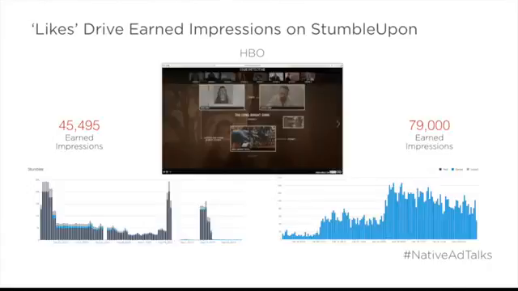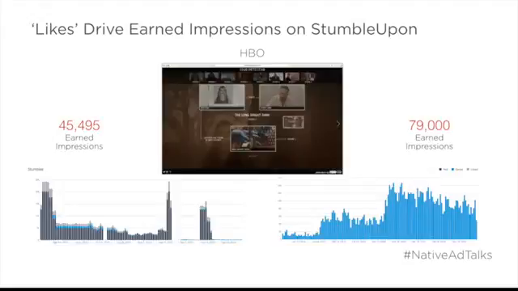In this specific example for HBO True Detective, the microsite continues to garner additional earned traffic months after the campaign ended. The campaign earned over 45,000 unique exposures during the paid portion of the campaign and over 79,000 post-campaign, meaning over 144,000 people saw this campaign at no cost to the client as a result of earned amplification.